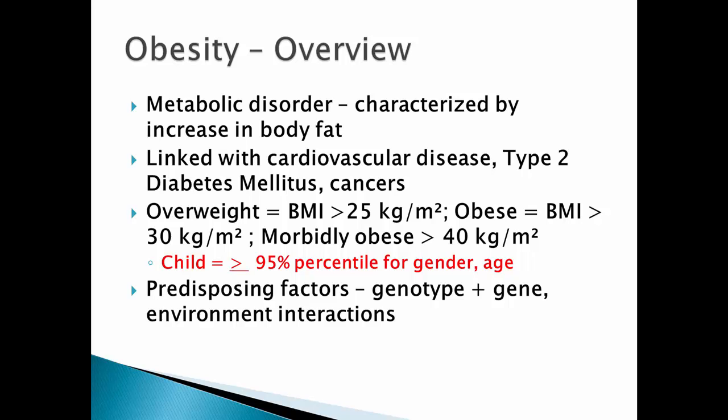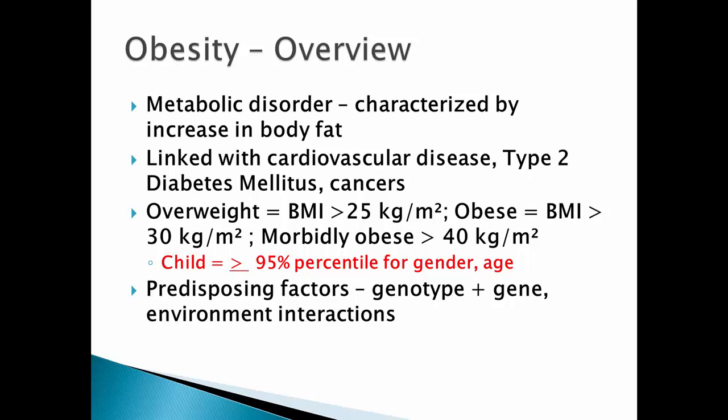As we look for a definition of obesity and what we mean by an increase in body fat, we need to look at both adults and children. In an adult, overweight is defined as a BMI greater than 25 kilograms per meter squared. Obesity, as you can see, is greater than 30, and morbid obesity is greater than 40 kilograms per meter squared.